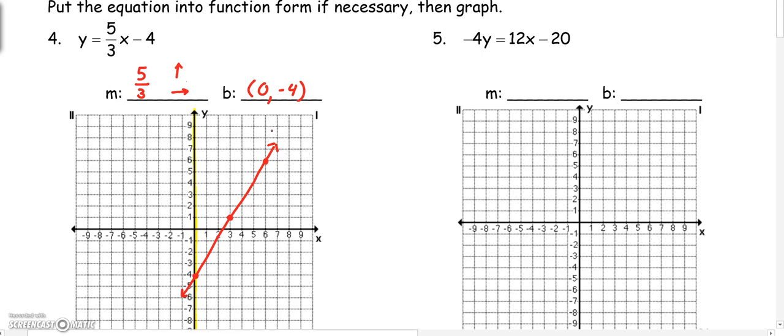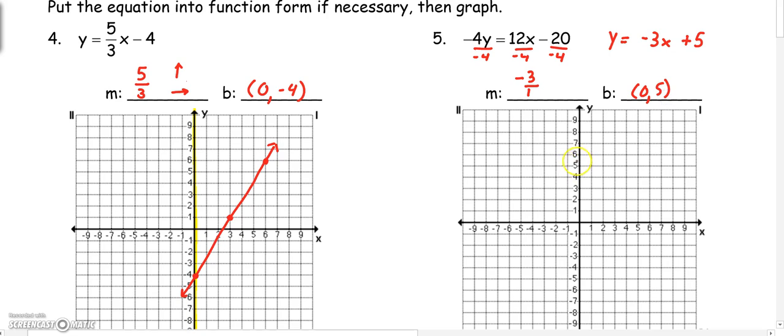Now, in number 5, it's a little more difficult because y is not by itself. So first we have to solve by dividing everything by negative 4. So my new equation is y equals negative 3x plus 5. So my slope is negative 3, which I'm going to put over 1, so I remember I have to move right. And my y-intercept is 5, so (0, 5).